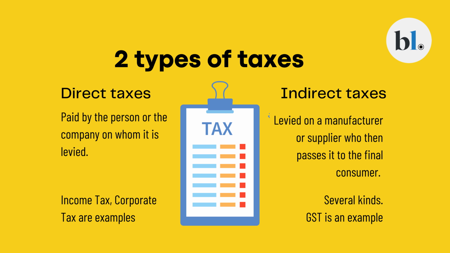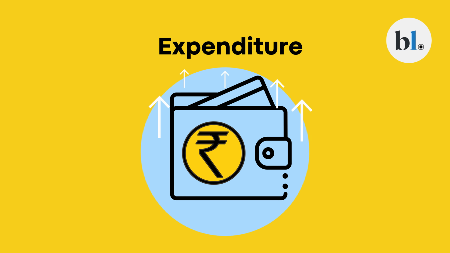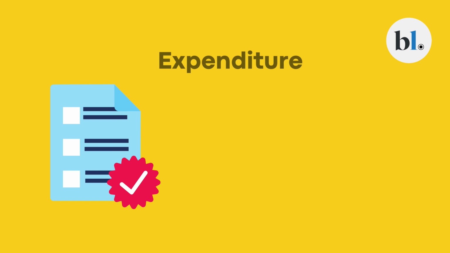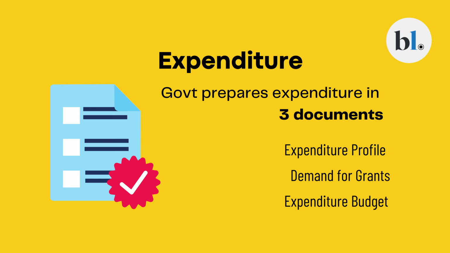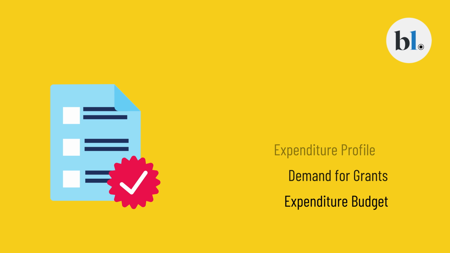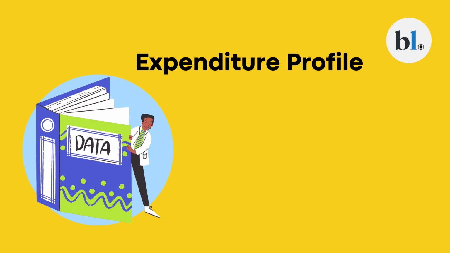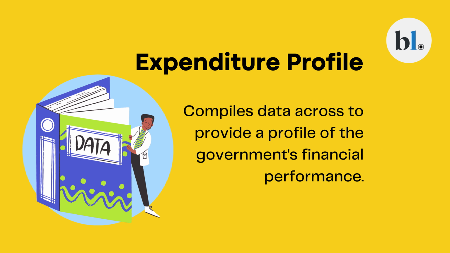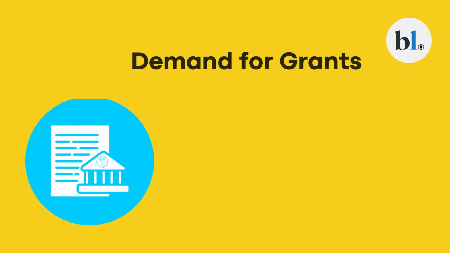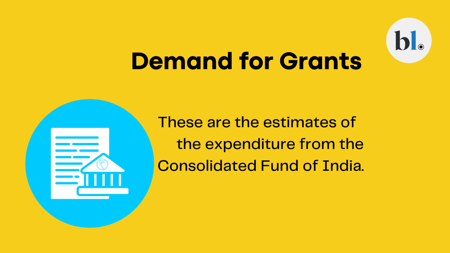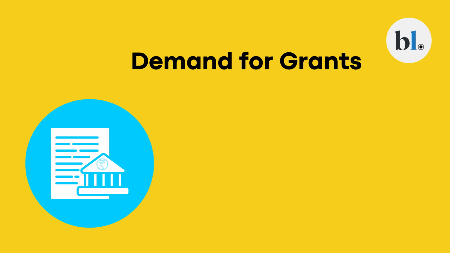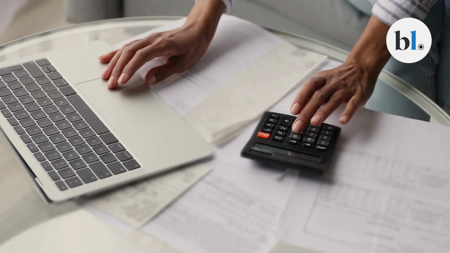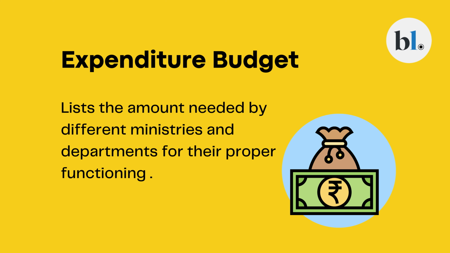Let's move on to another very important segment of the budget, the expenditure. The government usually prepares an expenditure portfolio in 3 different documents. The expenditure profile compiles data across all ministries and departments to sketch a profile of the government's financial performance. The demand for grants estimates the expenditure from the Consolidated Fund of India. The expenditure budget contains the estimates of the amount that should be allocated to different ministries and departments for their proper functioning in the financial year.